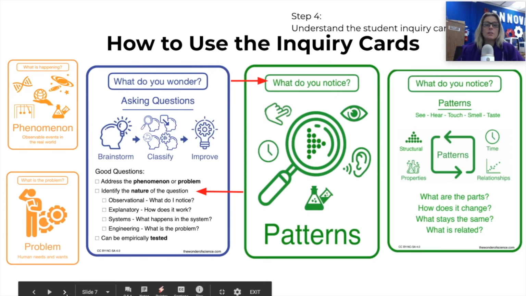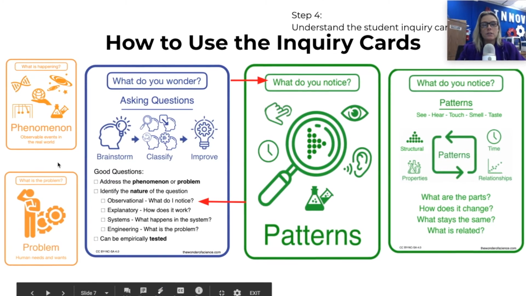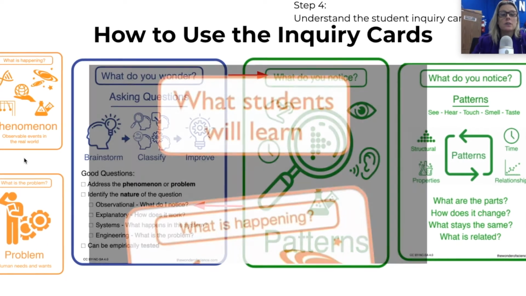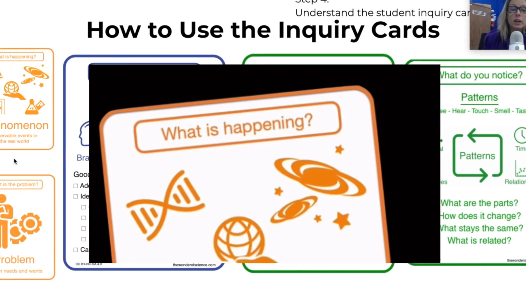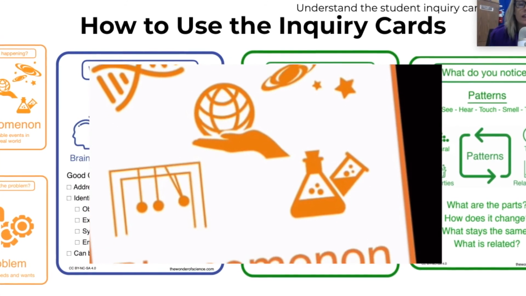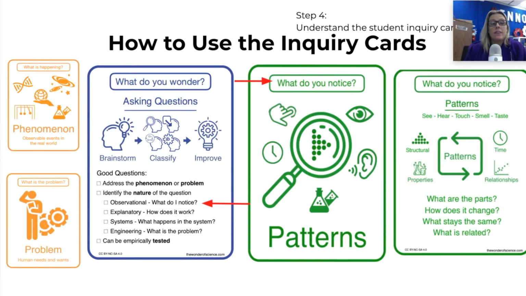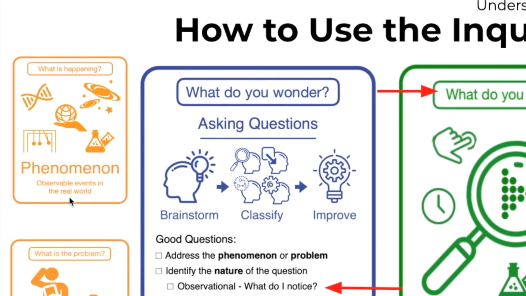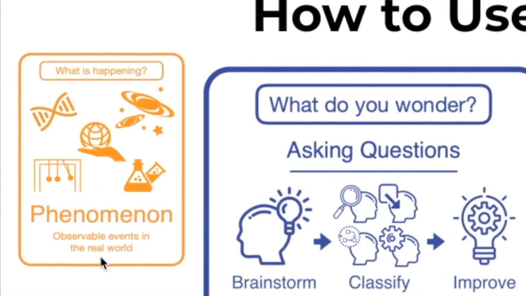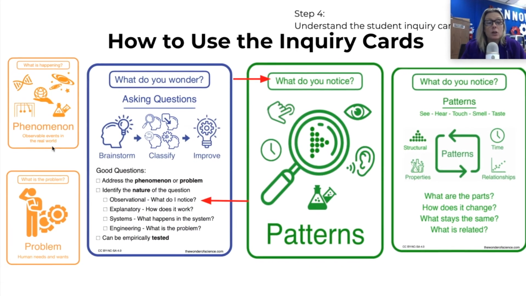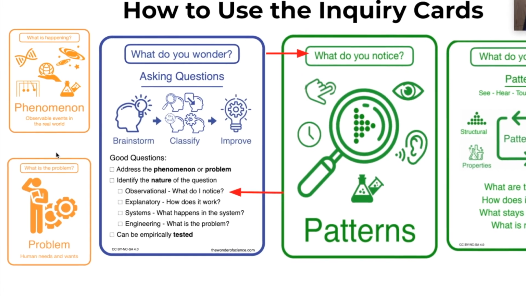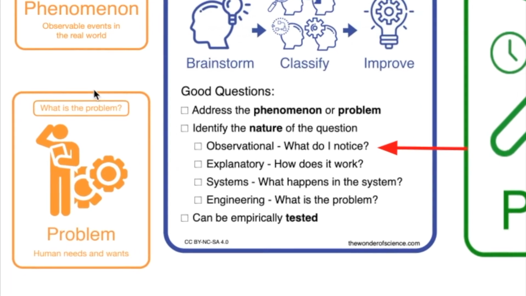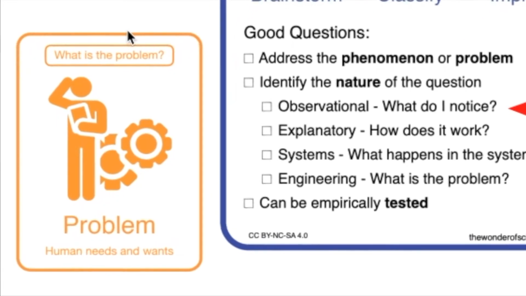All right, so let's look at the cards. Our inquiry cards are categorized into three different colors. The orange cards are related to the disciplinary core idea. That's the content, that's what they need to know. If they are doing a science inquiry, you're going to be choosing a phenomenon that's based on something they're wondering about in the natural world that they can then go on and inquire about. If you present them with a problem, then that will lead them to an engineering design challenge.